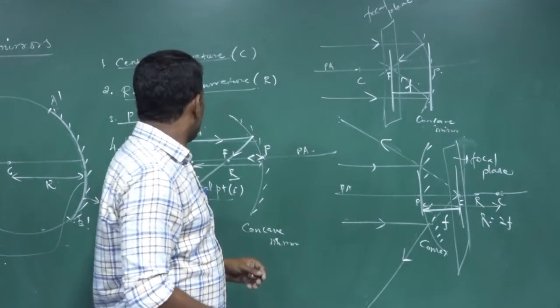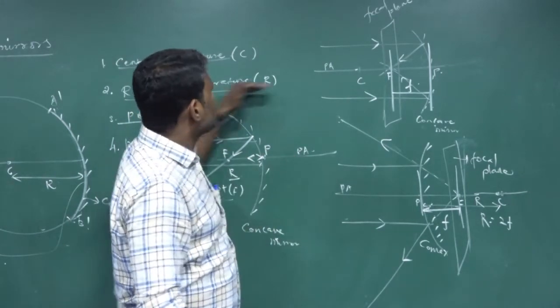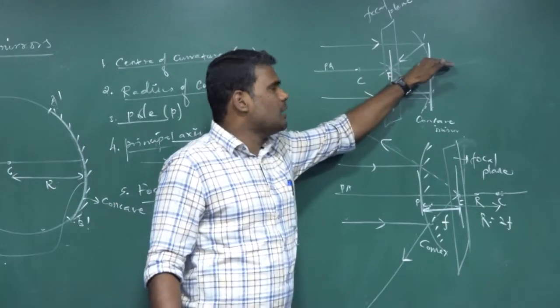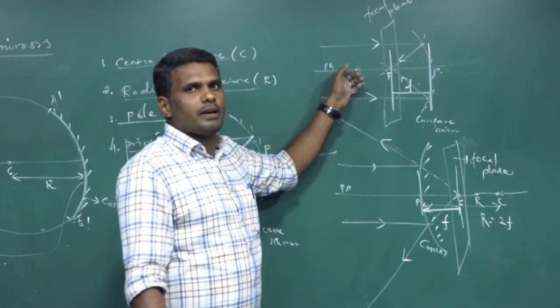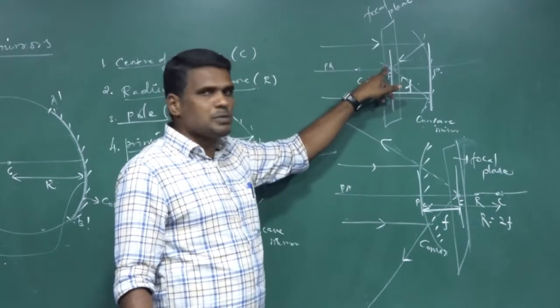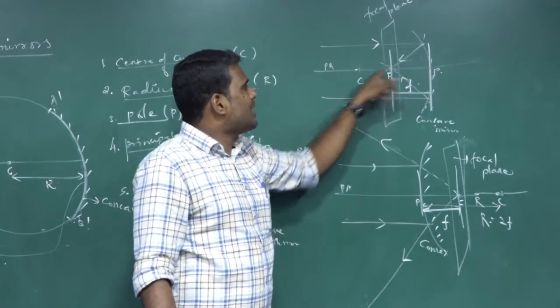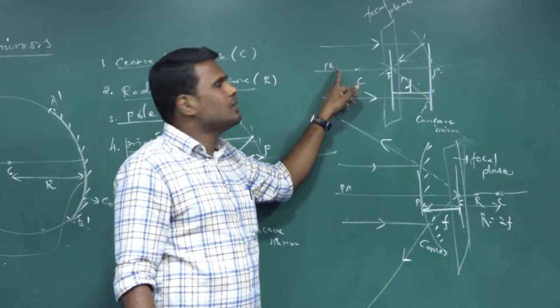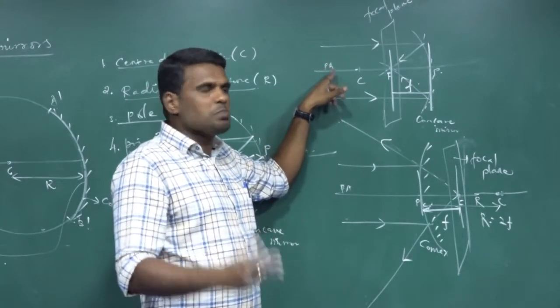Then we have to speak about the principal axis. What is principal axis? A line passing through the center of curvature and the pole of the mirror is called the principal axis of the mirror. And we can say if a ray passes along the principal axis, after reflection from the spherical surface it will travel back along the same principal axis. So if it happens, then we can consider it as the principal axis.